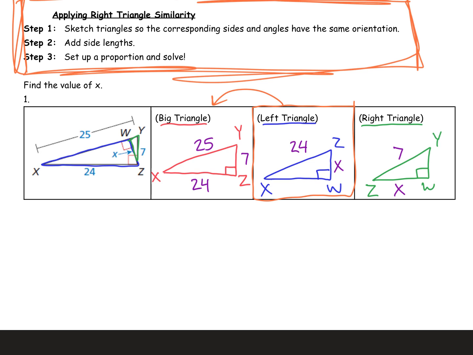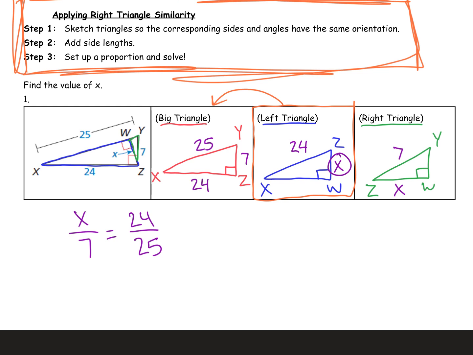We're trying to find the value of X, right? Check this out. We're trying to find X, and if we work this back over to the big triangle here, what side does X correspond to? 7. X corresponds to 7, and the only other side I have in the blue is 24. 24 is here. What side does that correspond to? 25. So we use the drawing, the resketching that we did yesterday, in order to set up a proportion.